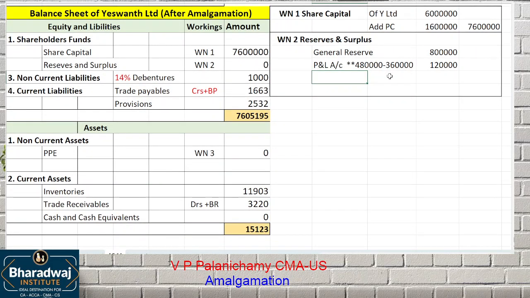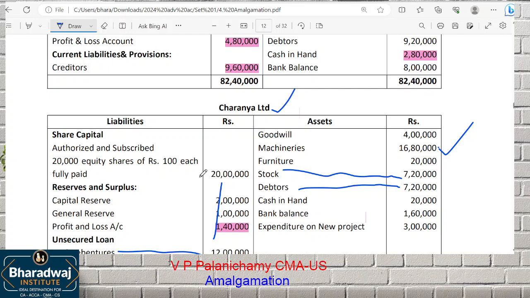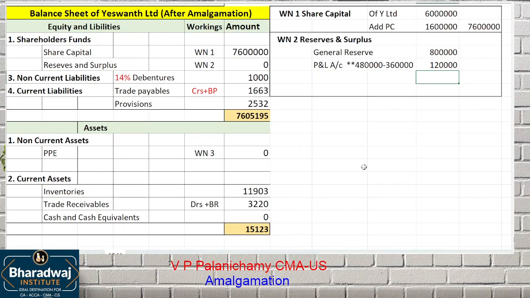Please remember, we are not doing merger. We are doing which one? Purchase. So only purchasing company's reserves will come. Selling company's reserves will not come. Why? Is it merger or purchase? Purchase. So 8 lakhs plus 1,20,000. How much? 9,20,000.